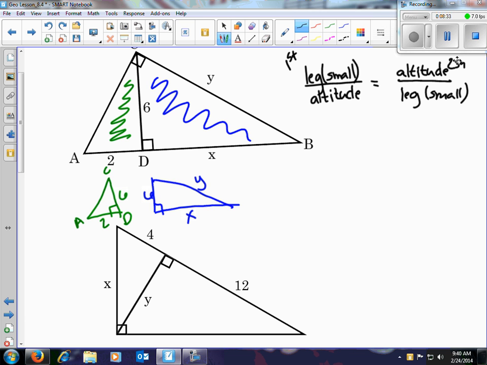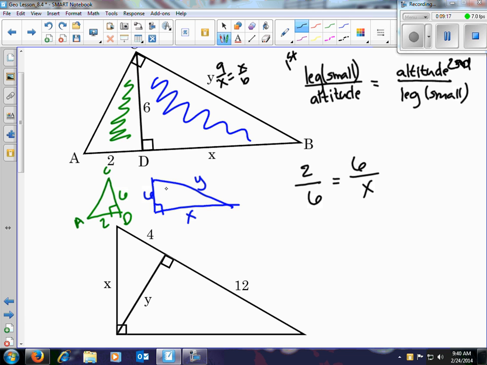Now look and notice that I have the same value in these two positions. Like when I had a over x equals x over b, I have the same value across. So if I'm looking at my small triangle, or my first triangle, I have my small leg, which is 2. So I have 2 divided by my altitude, or my height, which is 6, is equal to my altitude of this triangle, which is also 6, divided by my small leg, which is going to be x.